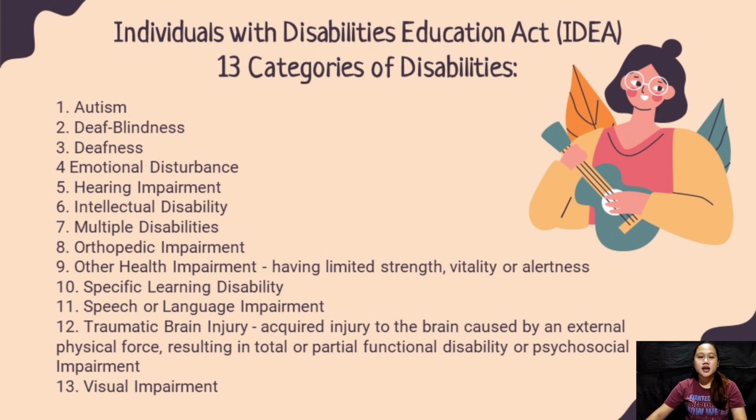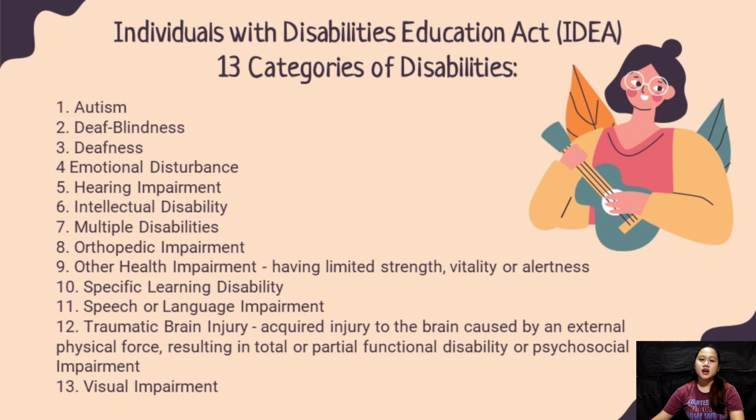So next is hearing impairment. When we say hearing impairment, it is a hearing impairment, whether permanent or fluctuating, that has a negative impact on a child's educational performance but is not included in the definition of deafness.